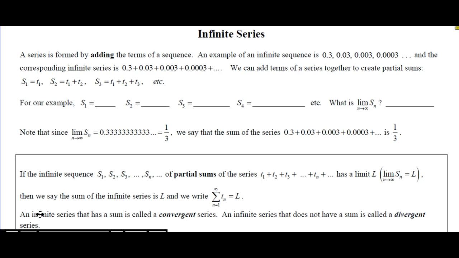A series is formed by adding the terms of a sequence. I think you did this in like grade 10 or something, right?